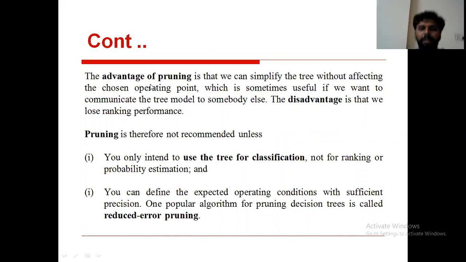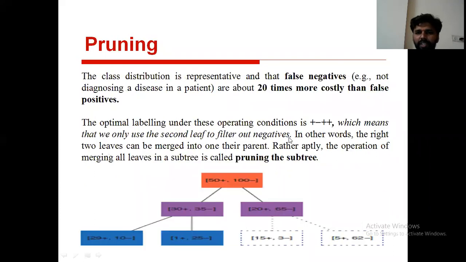And what kind of benefits we will get with pruning, and there are some drawbacks also. Now observe this. The advantage of pruning is that we can simplify the tree without affecting the chosen operating point, which is sometimes useful if we want to communicate the tree model to somebody else. If you are removing these two children, it doesn't affect the tree, the subtree, or the operating condition we are performing here.